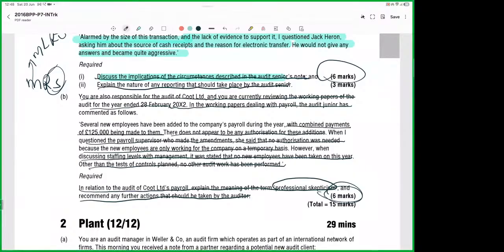Of course, we know that professional skepticism is about having a questioning mind. But is that enough to give you really 6 marks? No, that will not be enough. Now I've given you enough time to think it through. Now it is my turn to write and explain my answer to you here.